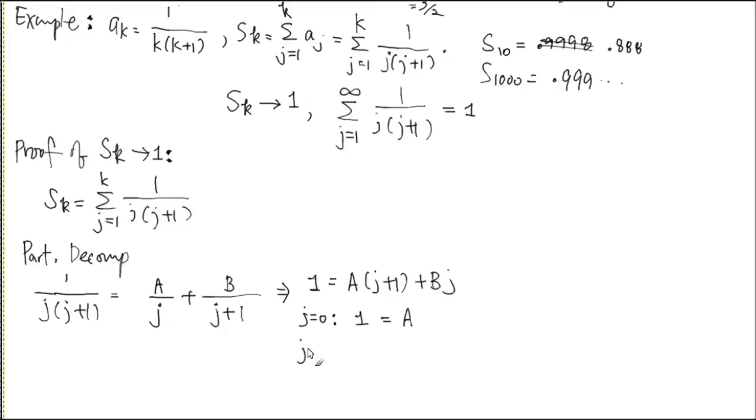When j is what number, what is the next number we try? Negative 1. What happened to the left-hand side? It's the constant 1. The A term disappears and we get negative B. That tells you B must be negative 1. Correct? So we have A calculated as 1 and B calculated as negative 1, right?